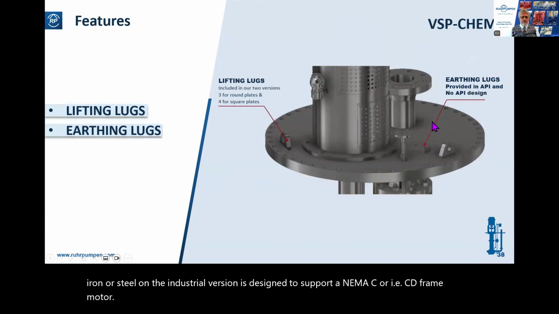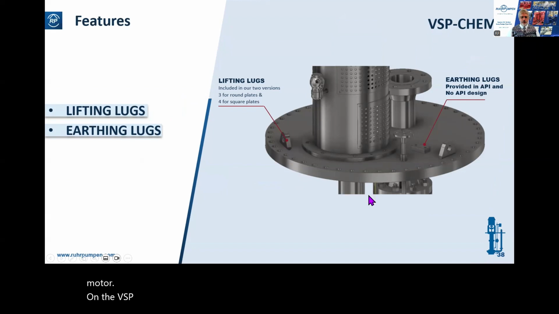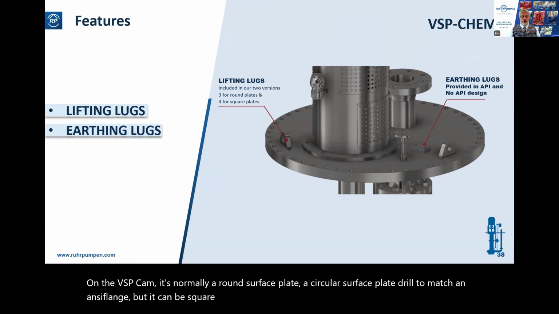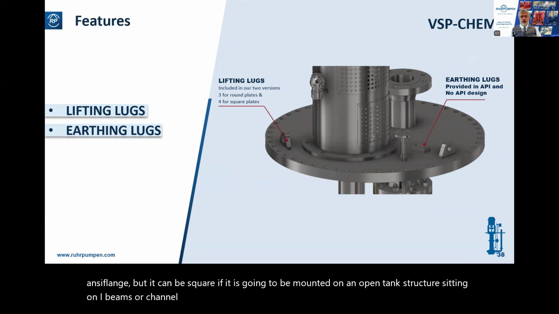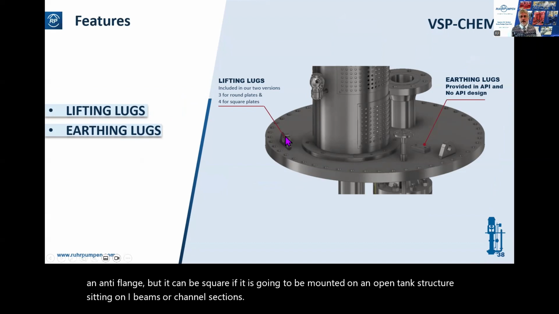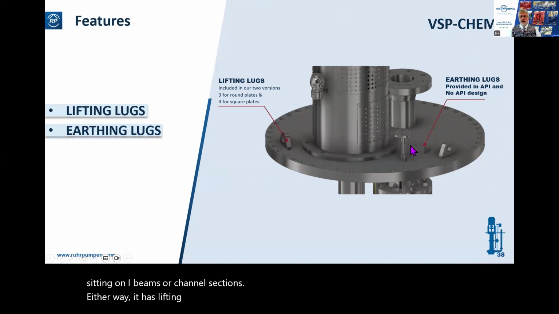On the VSP Chem, it's normally a round surface plate, a circular surface plate, drilled to match an ANSI flange. But it can be square if it is going to be mounted on an open tank structure, sitting on I-beams or channel sections. Either way, it has lifting lugs and grounding lugs.